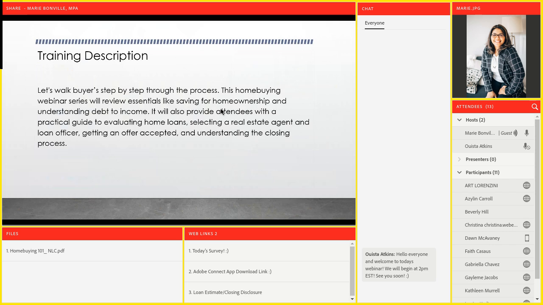Today, we're going to be talking about home ownership, specifically the buying process, and what you would have to go through in order to purchase a home.